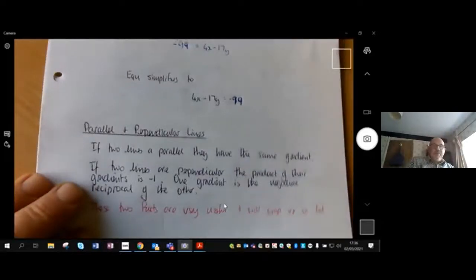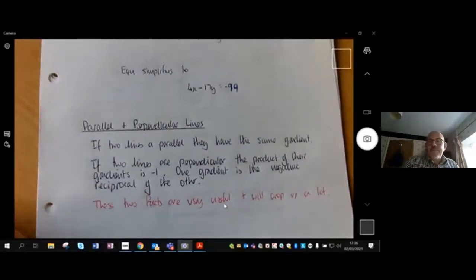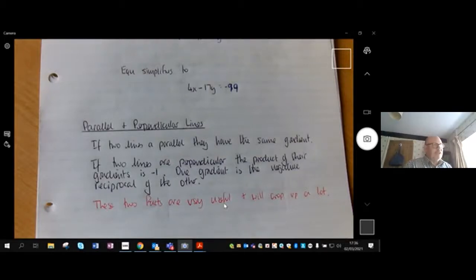Now then, a little bit about parallel and perpendicular lines. A lot of people, when you're teaching primary school pupils, you talk about railway lines and lines that never meet. The best definition of parallel lines is two straight lines are parallel if they have the same gradient. Simple. Now then, if two lines are perpendicular, the product of their gradients is -1. In other words, one gradient is the negative reciprocal of the other.